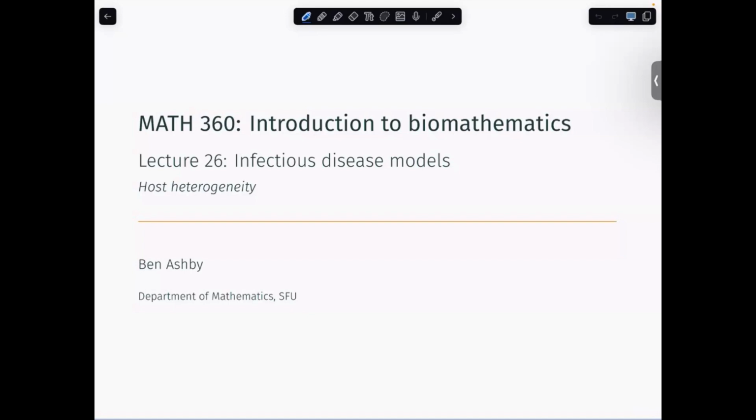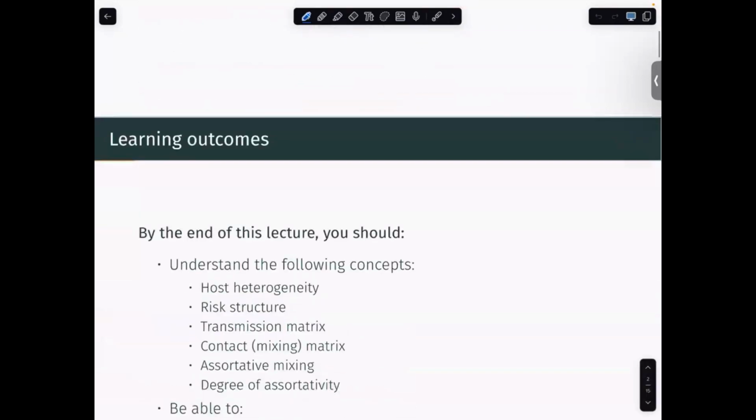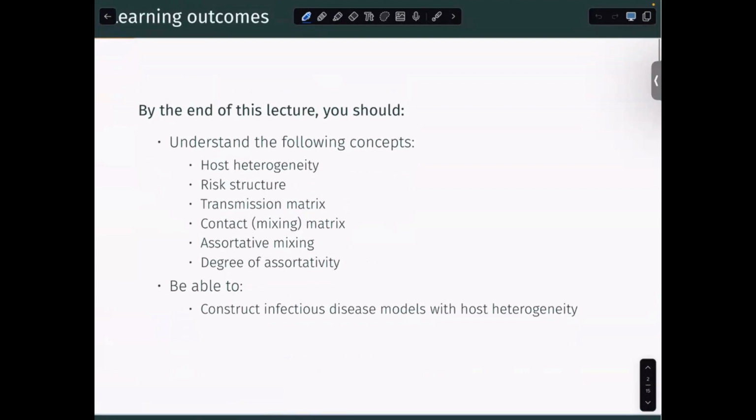Okay, so today we're going to be talking about host heterogeneity in the context of infectious disease models. We'll be introducing ideas about heterogeneity, explaining what those mean, and thinking about their consequences as well. By the end of today, you should understand what we mean when we say host heterogeneity. We're going to be talking especially about risk structure as a particular form of heterogeneity. So hosts may be at high risk or low risk of disease transmission.